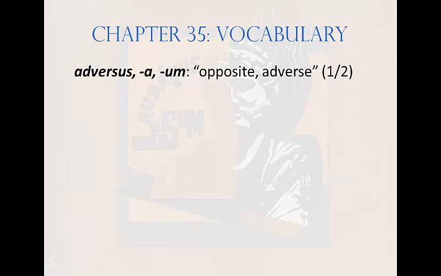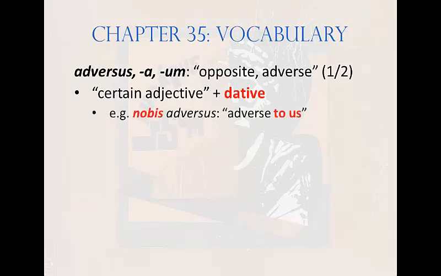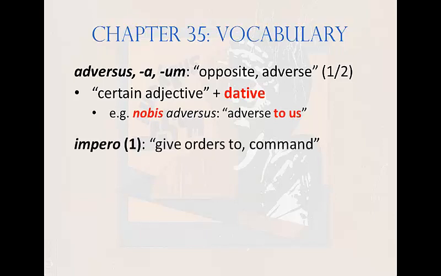First word, adversus a um, meaning opposite or adverse. It's a first-second declension adjective, one of those special adjectives which expects a dative after it, as in nobis adversus, adverse to us. The next word is a verb, impero, first conjugation, meaning give orders to or command. This is one of the 10 special verbs featured in this chapter. It takes a dative object.